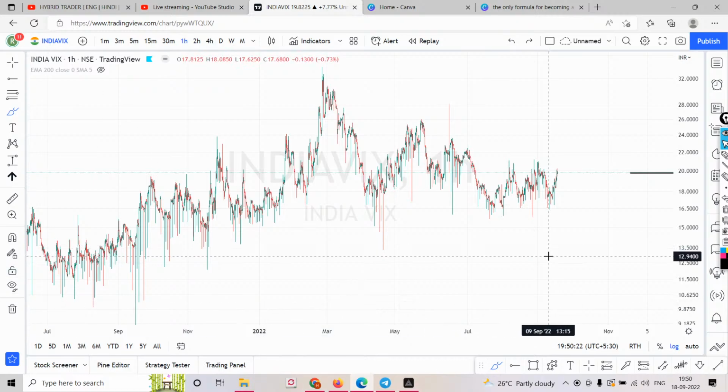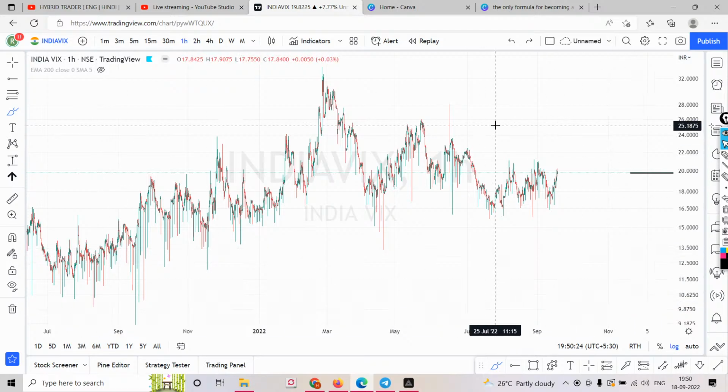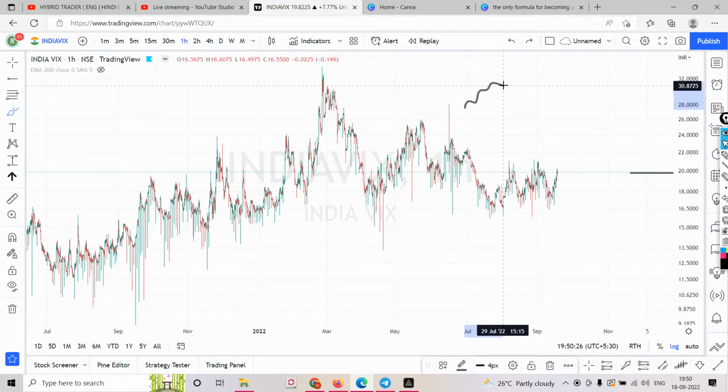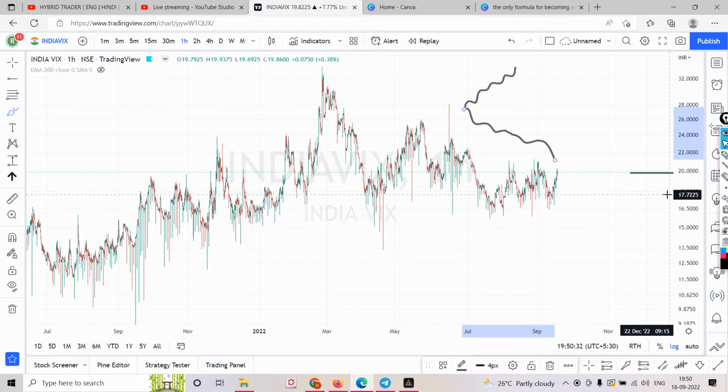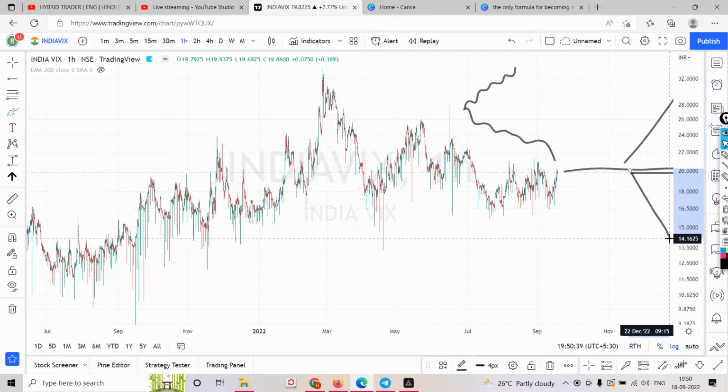Only your credit strategies will have a direct impact from the VIX, because a rising VIX is not good for your credit strategies. A falling VIX is good for your credit strategies. So now the VIX is at a very critical position, 20. It can either go up or come down. So you have to be very safe while playing any strategies. Rather than going for credit strategies, I would say go for ratio spreads, go for butterfly.